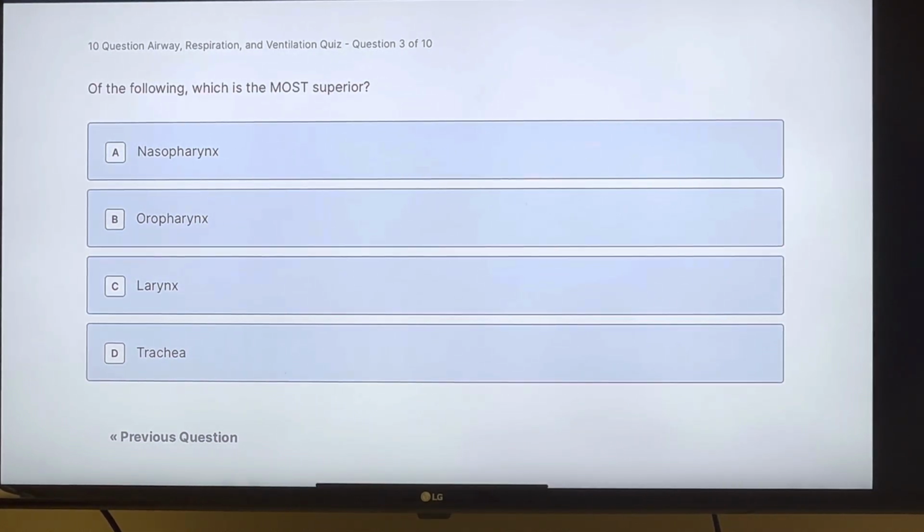I think it's A. Of the following, which is the most superior? Is it the nasal pharynx, the oral pharynx, the larynx, or the trachea? A, nasal pharynx? B, oral pharynx? C, larynx? Or D, trachea?